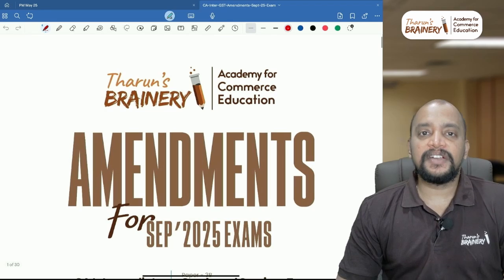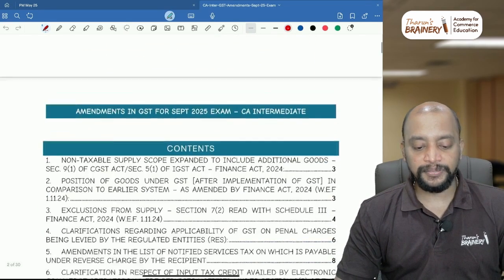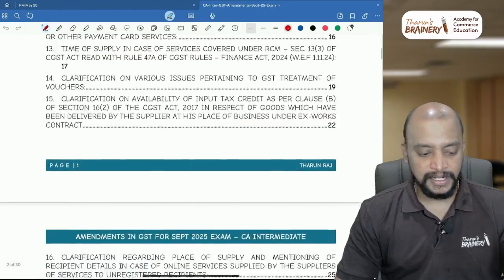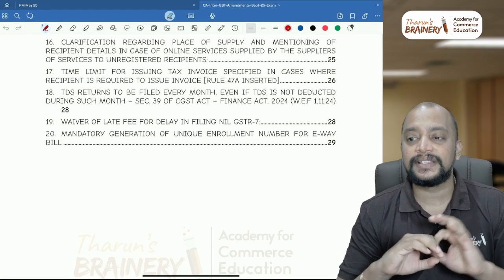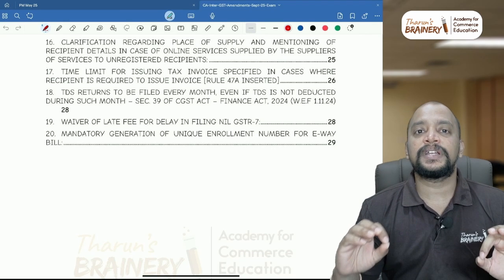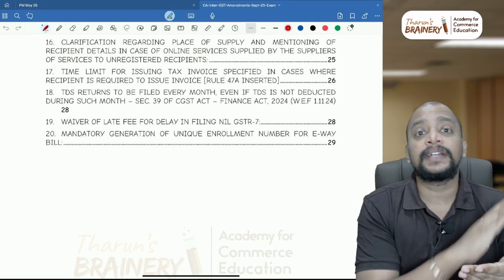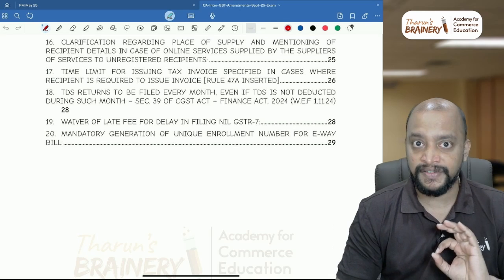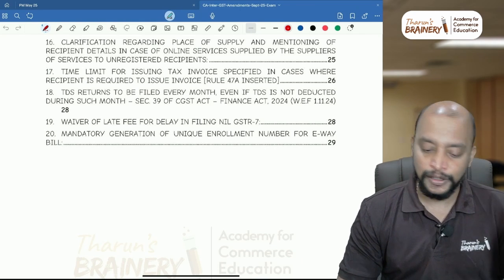So this is the PDF which I am referring to. Here we have around 30 pages. I have given here the index of amendments. We have just 20 amendments. These are exclusively for the September 25 exam. These 20 amendments, if you are thorough with, enough. If you have already completed the entire portion up to May, just these 20 amendments only you need to see for the September 25 exam. Even I have included the illustrations on amendments also.